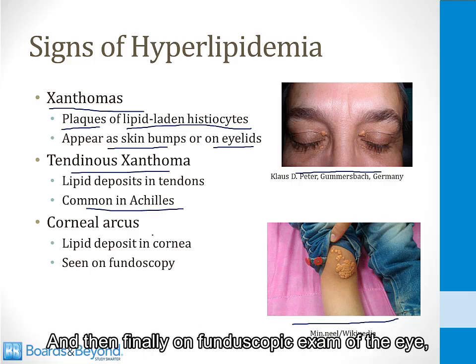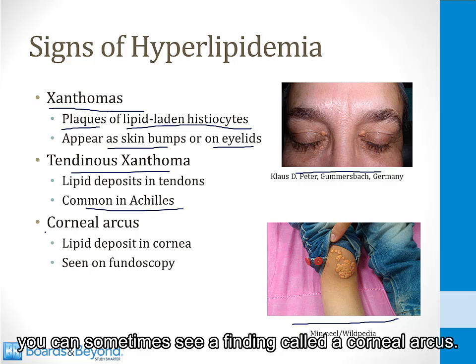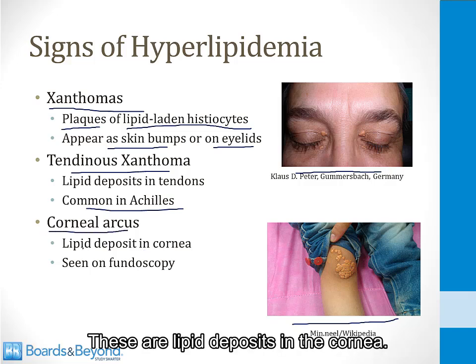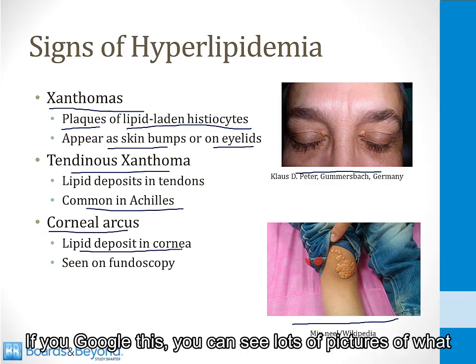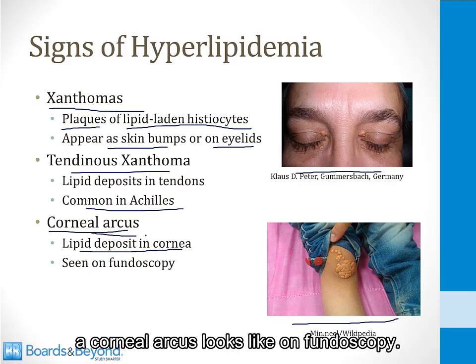And then finally, on fundoscopic exam of the eye, you can sometimes see a finding called a corneal arcus. These are lipid deposits in the cornea. If you Google this, you can see lots of pictures of what a corneal arcus looks like on fundoscopy.